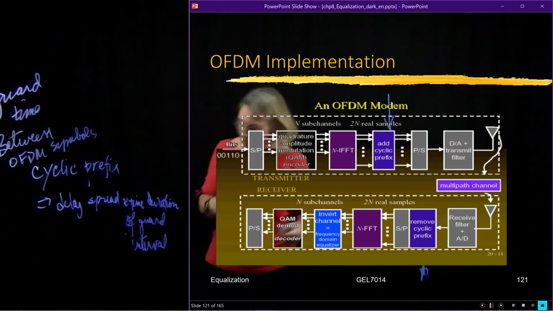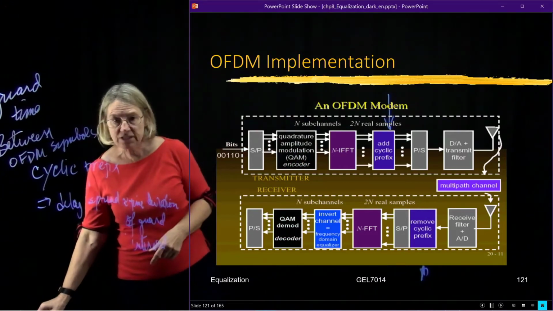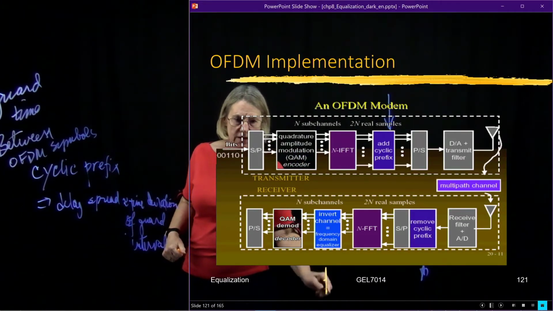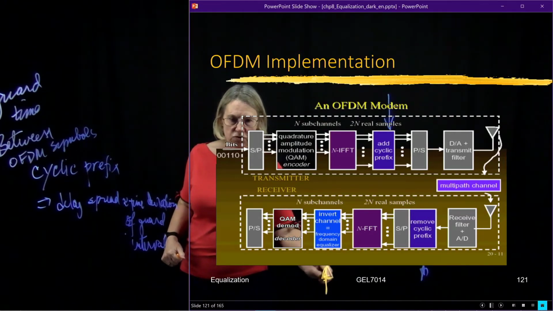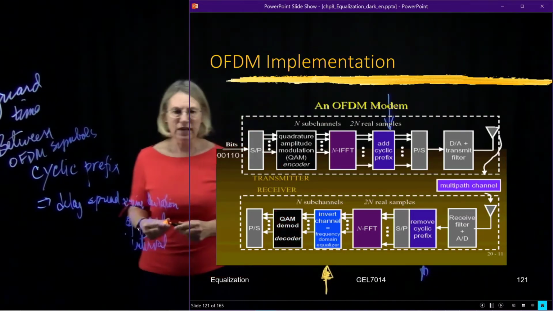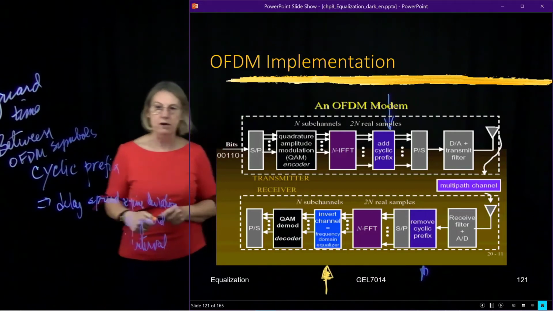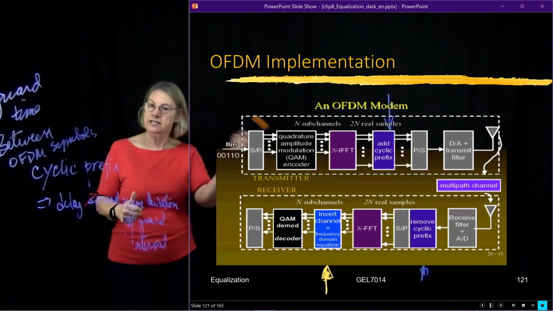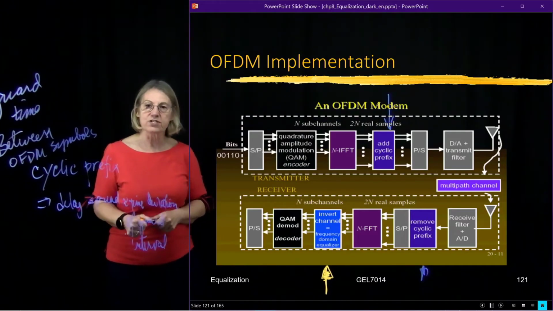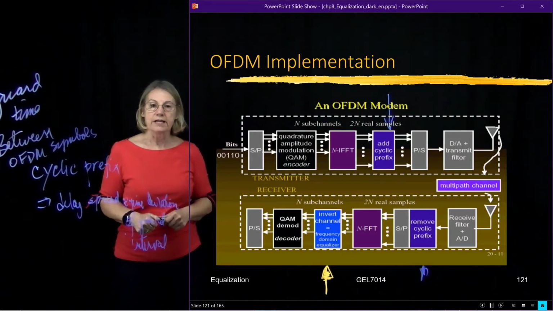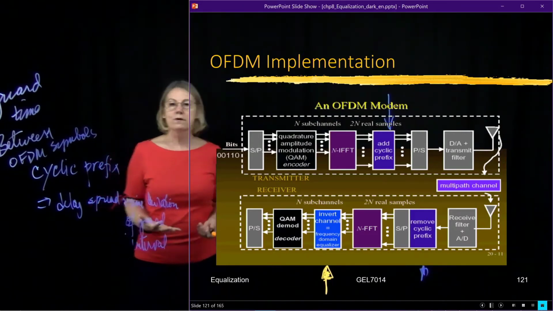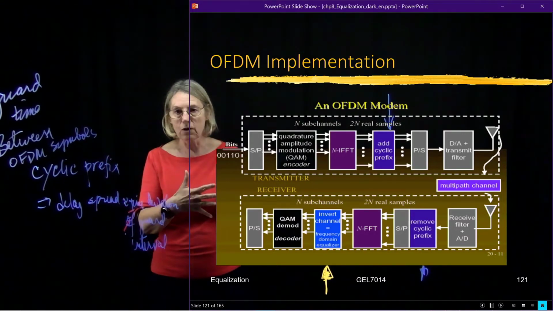And then the other part that I haven't mentioned is that there is some equalization. So here is this equalizer. The whole point was to avoid an equalizer, but this equalizer is super simple. It's a one-tap equalizer. It's just doing one correction, and I'll explain how we can do that equalization very, very simply.